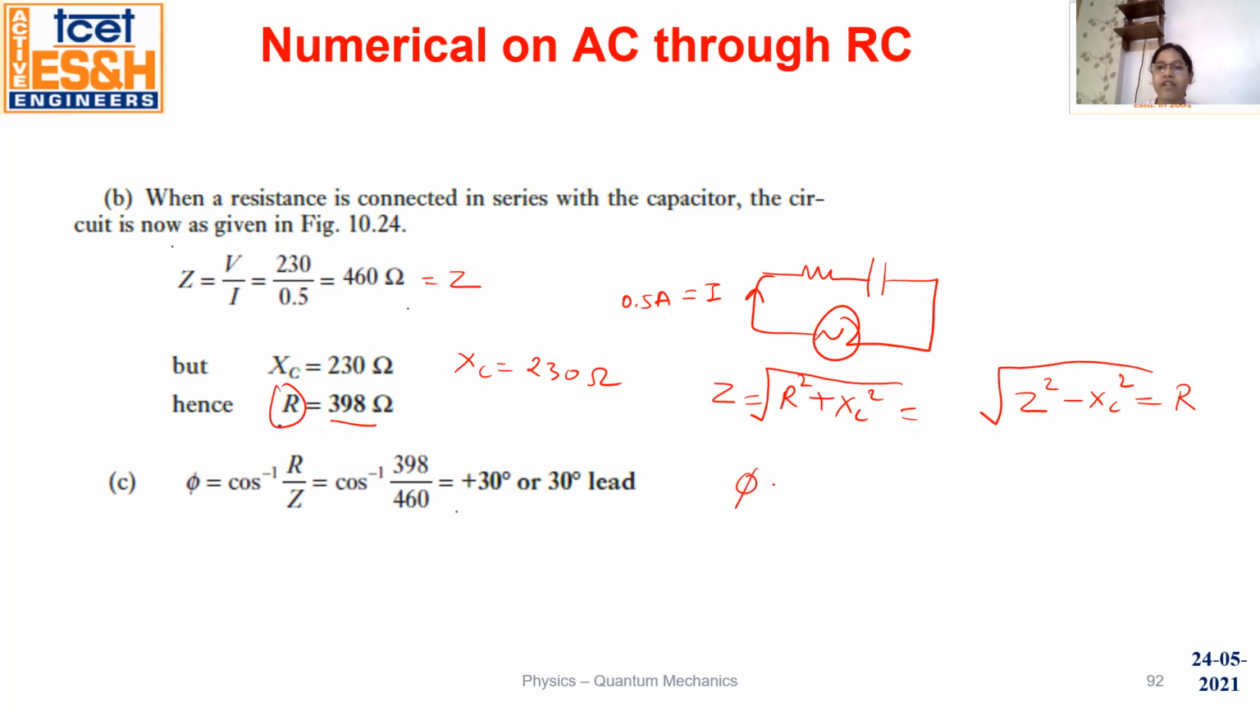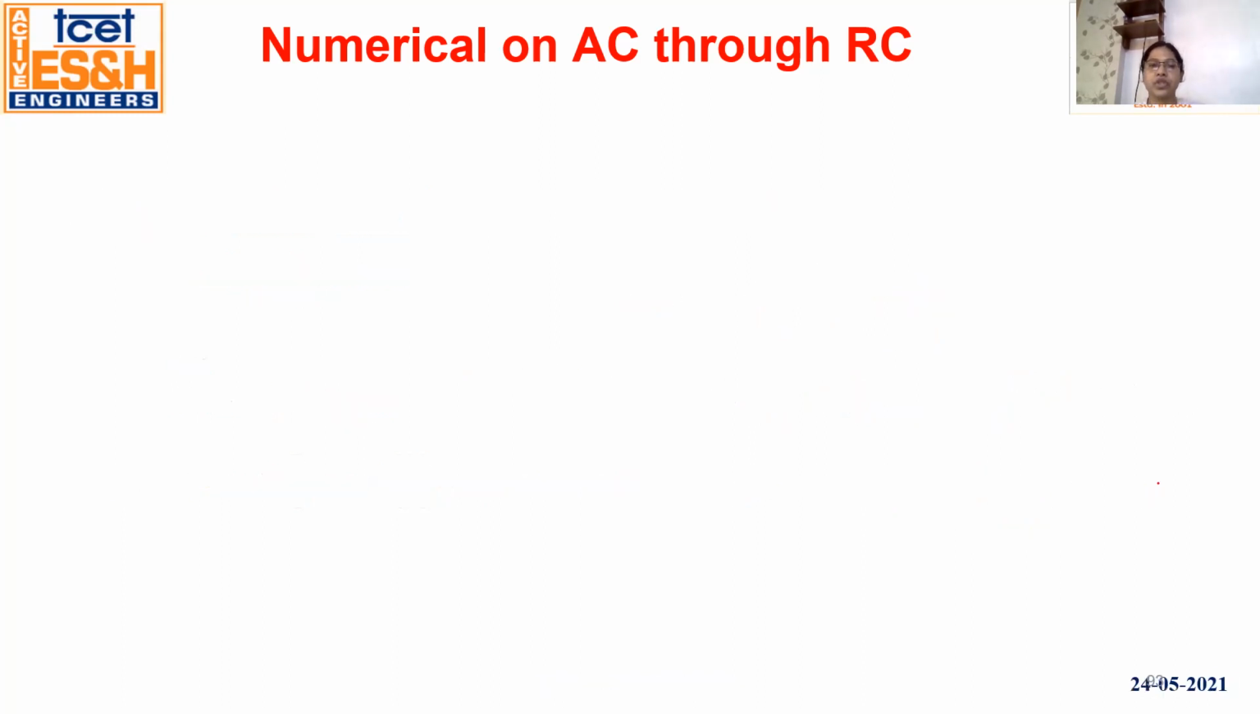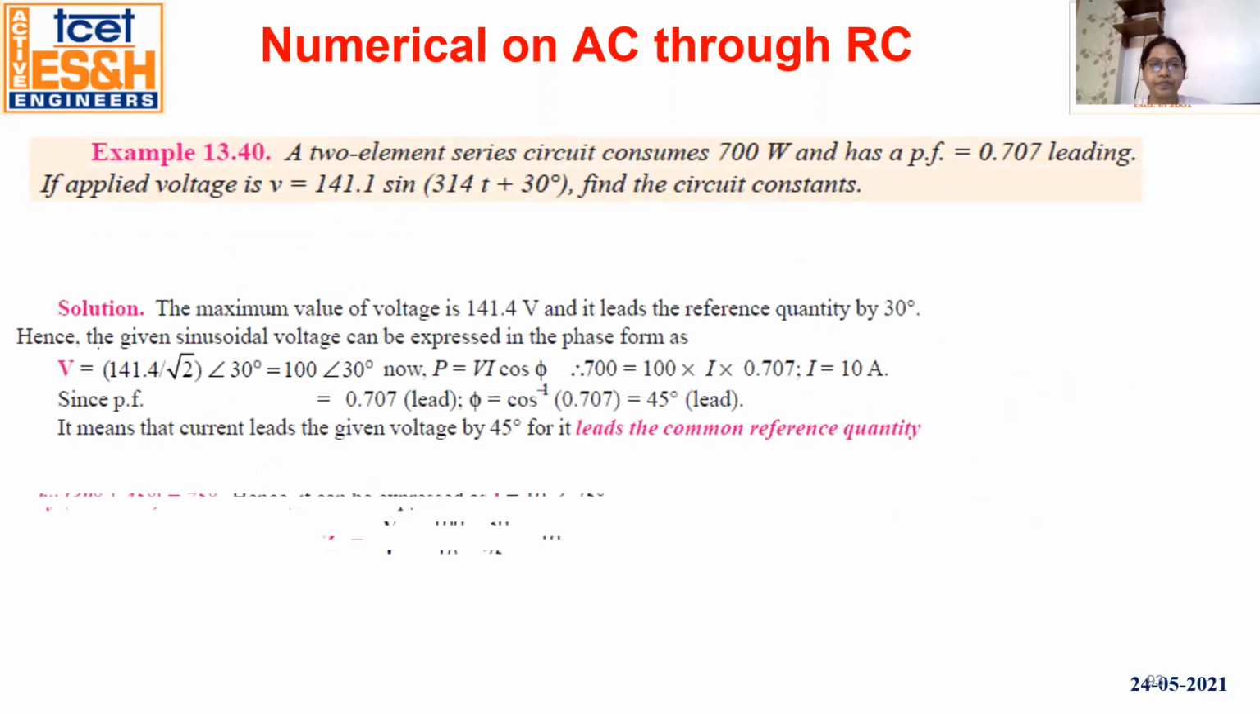Now for finding phi, phi is equal to cos inverse of R by Z. We know the value of R, 398, and Z is 460. So cos inverse of 398 divided by 460 will give 30 degrees. So this is the numerical.